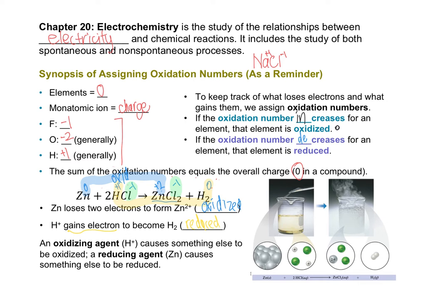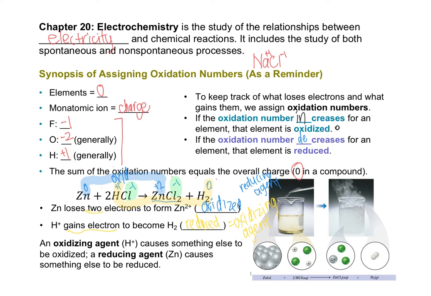And zinc had to go from a 0 to a +2. So in order to do that, it had to lose electrons. Just a quick thing, terminology. We would say that the thing that was reduced is called the oxidizing agent. Basically, because it was reduced, it caused the other thing to be oxidized. And we'll say that the zinc here, it was oxidized, we'll call it the reducing agent.